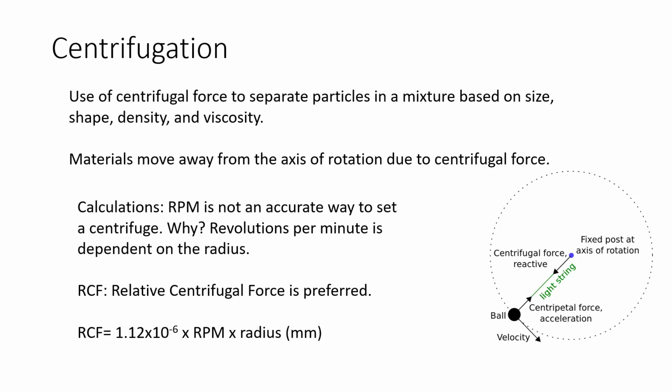Some protocols still list RPM for how to centrifuge different specimens. RPM, or revolutions per minute, is dependent on the radius, so it's inappropriate to follow a protocol based on RPM. You always want to try to convert it to RCF, which is relative centrifugal force. The RCF calculation is there at the bottom: 1.12 times 10 to the negative 6 times RPM times radius. Be familiar with how to calculate RCF, as it may come up on one of your qualifying exams.